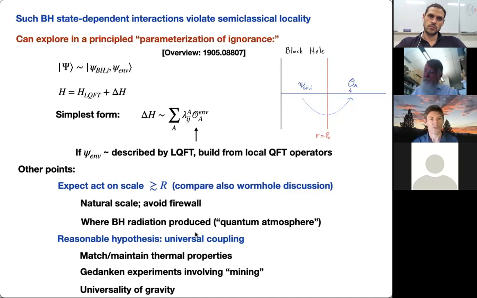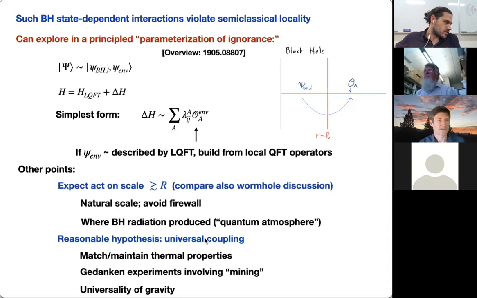And one way of motivating that is, I think, if you consider it carefully, there are good arguments that that's where the black hole radiation is produced, not at a Planck length from the horizon, but in this quantum atmosphere region that has a size of order the event horizon size surrounding the event horizon.